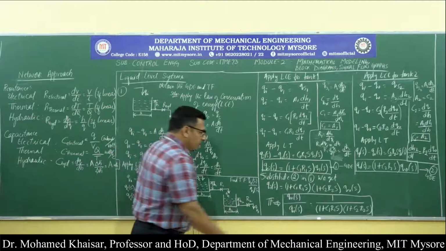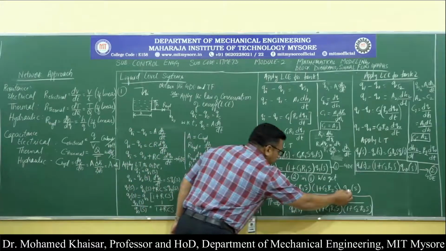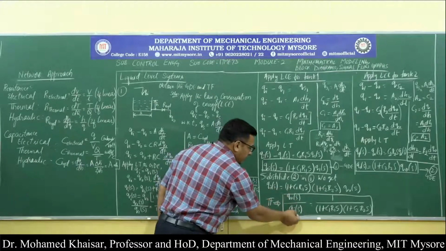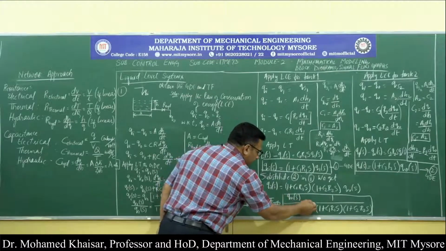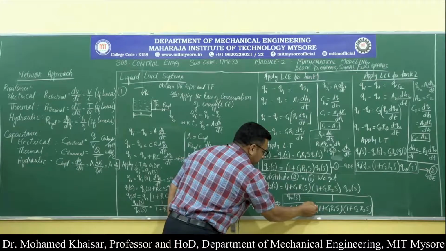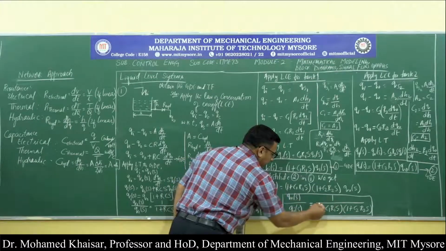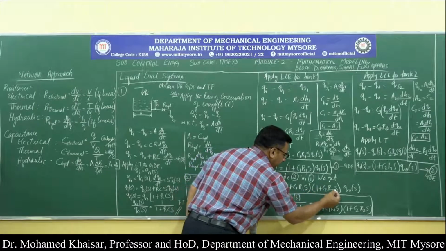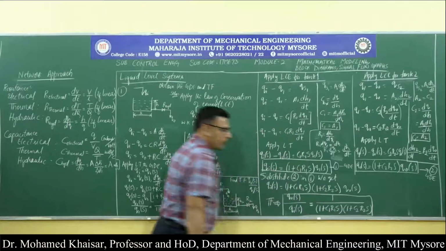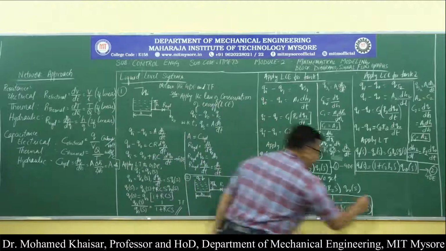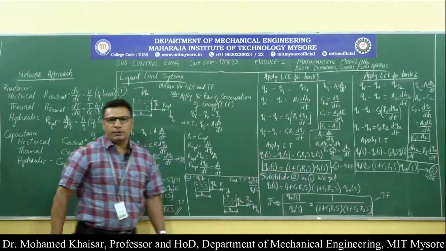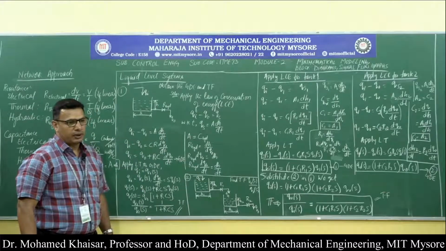Then what can we do? We can just cross multiply. We can retain q naught on one side, cross multiply this, qi goes to the denominator, and then what will be left with us on the other side is 1 divided by 1 plus r1 c1 s into 1 plus c2 r2 s. This is what we have got. This is the transfer function which has been asked to be derived over here.